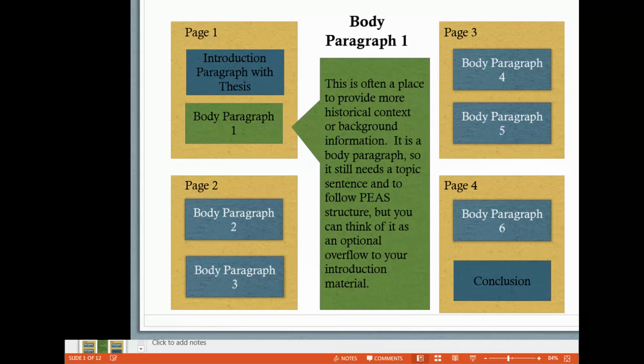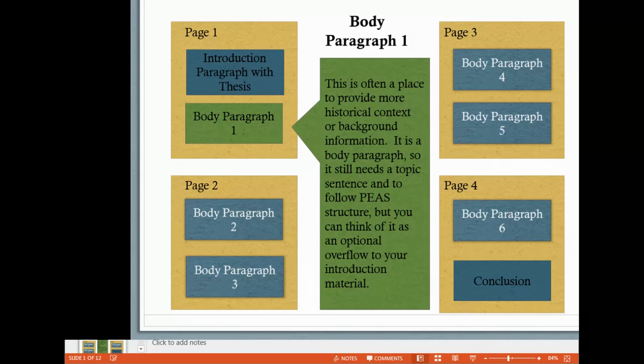I want to talk about some places to put some extra information that you might be trying to shove into your paper somewhere. The first body paragraph, and it is a body paragraph, I want to be really, really clear, is a place where you can provide more historical context or background information. It'll still need a topic sentence. It still needs to follow that PIE structure, but you can think of it as almost an optional overflow to your introduction material.